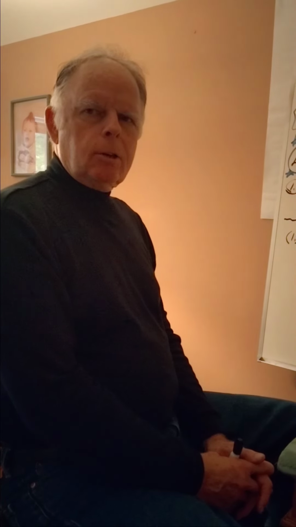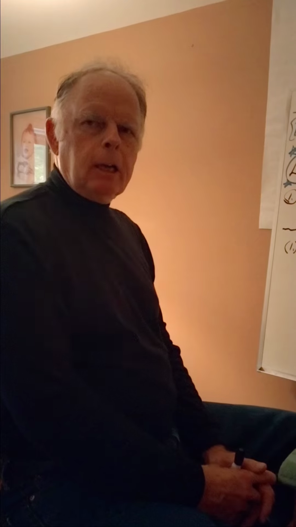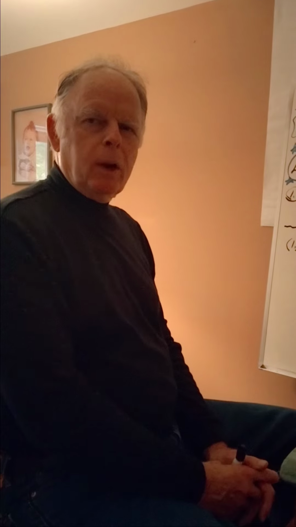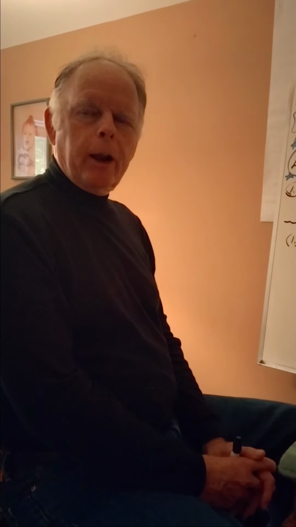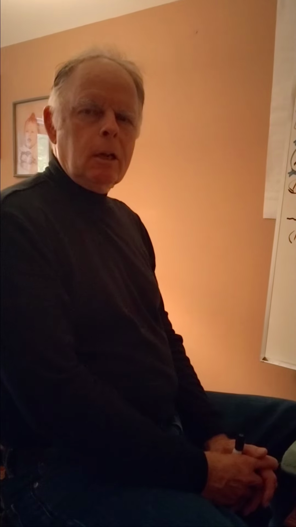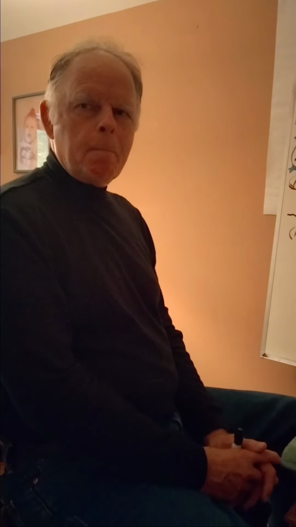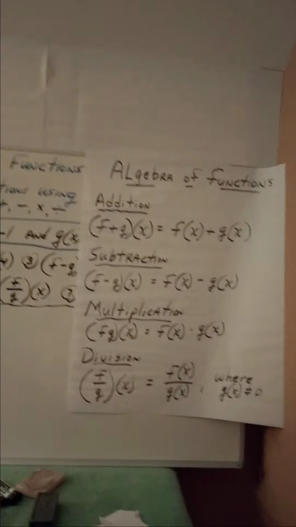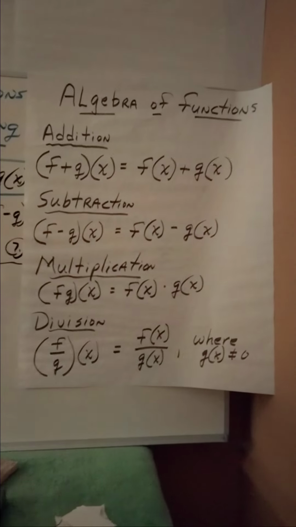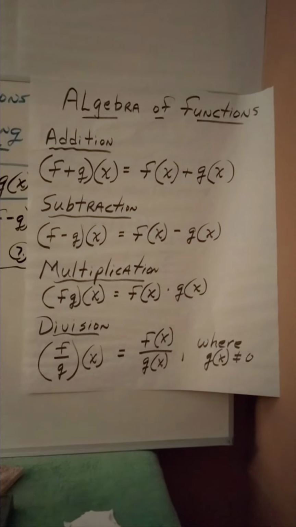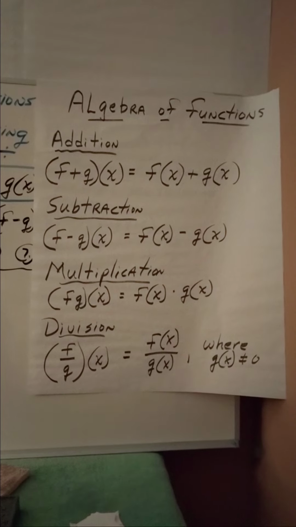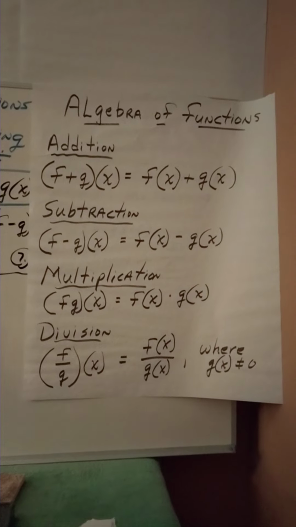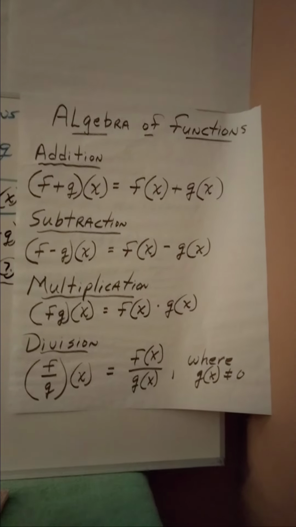Now, the key to the algebra of functions when we are combining functions together is that we have to have a plan. We have to have a rule in order to add functions, subtract them, multiply, and divide them. And on this sheet of paper that Kristen is going to show here, these are the four basic rules that we need to follow when we're operating or combining with functions.